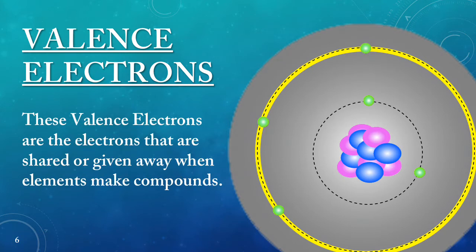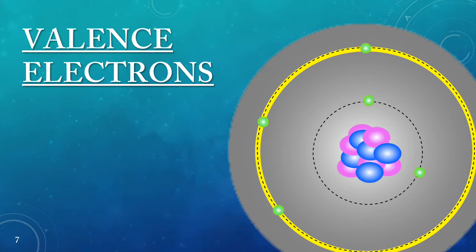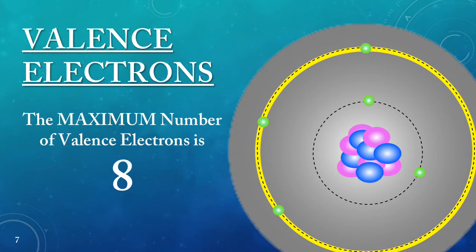Now, what are the valence electrons? These are electrons that are shared or given away when elements make compounds. Now, there's nothing particularly special about these. The only thing is their location. All electrons are the same. They're all made up of the same things. The only difference is that these are in the outermost ring.